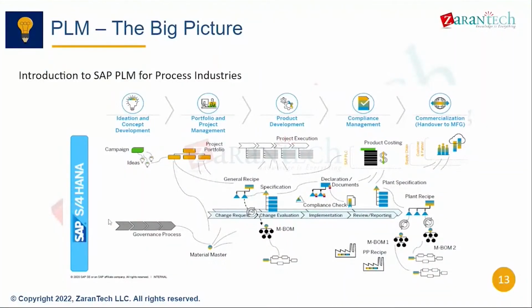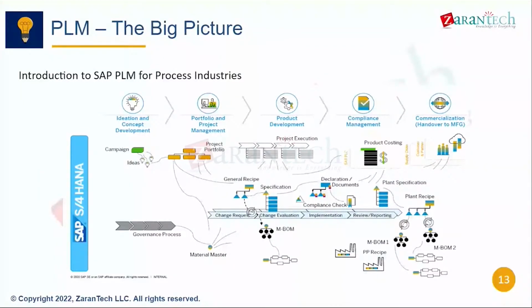Each of the activities within each stage are mentioned here, and this is very important, and you can visualize it here, from ideation and concept development. Once a product manufacturing company wants to launch a product, they will have some ideas. They want to have campaign management. They want to call a lot of suppliers, a lot of companies who want to participate in bids.